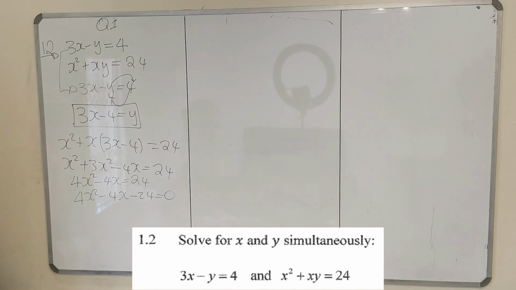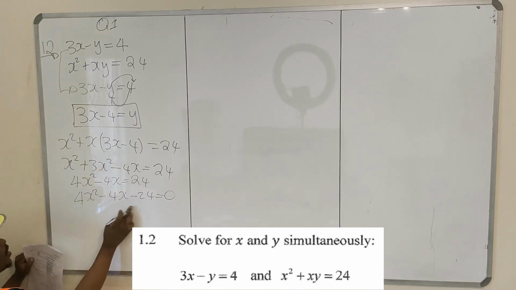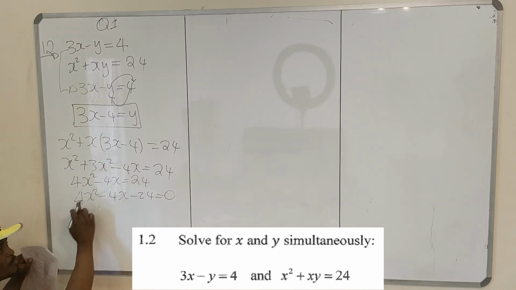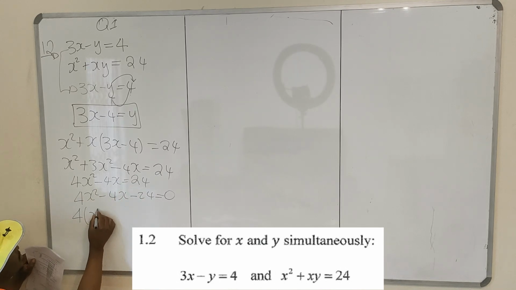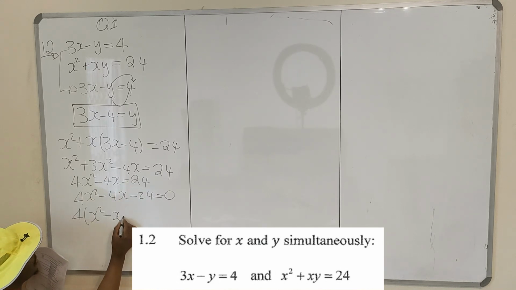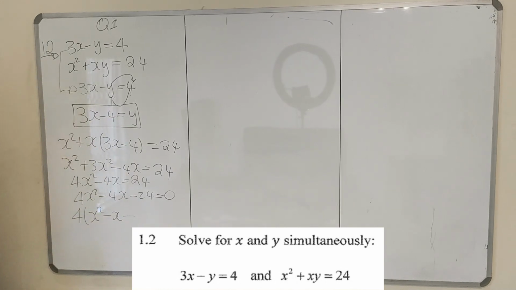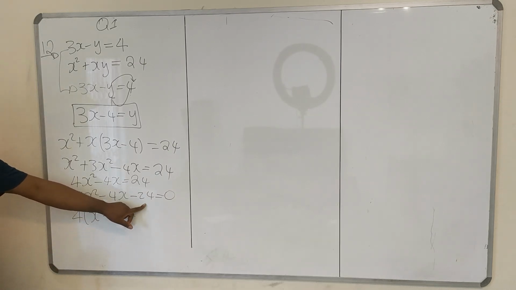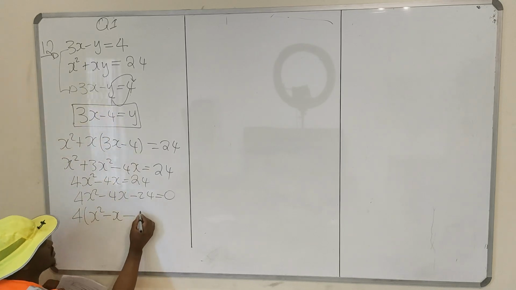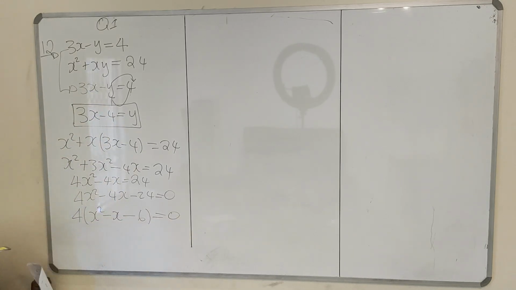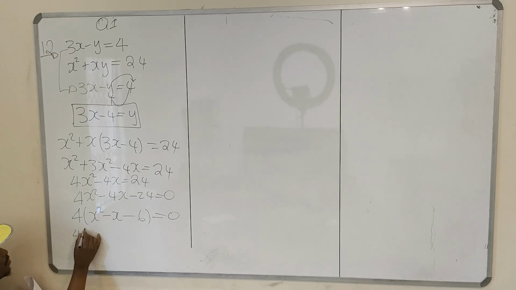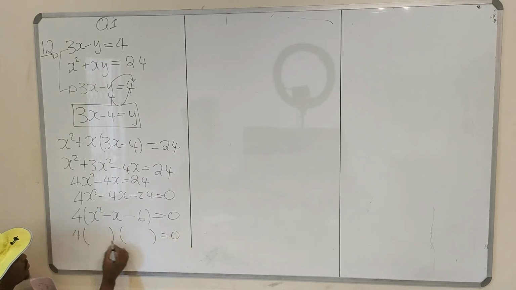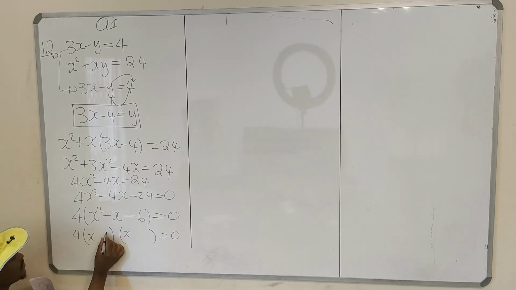Then from here, use your quadratic formula. Or you factorize. Are we all happy? So let's try to factorize. So I'll take out 4 as a common factor. Use quadratic formula if you can't factorize. So you have x squared minus x minus, what is 24 divided by 4? 24 divided by 4, 6. 6 is equal to 0. Then you can factorize this. So we have 4, this is equal to 0. So you have x, you have 3, you have 2, you have minus, you have plus.